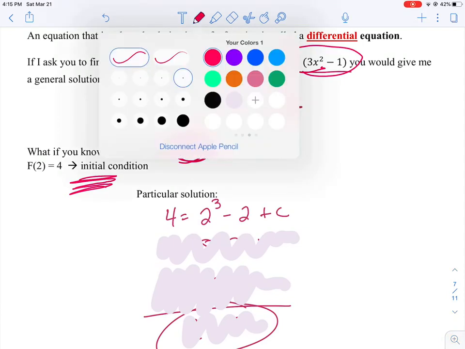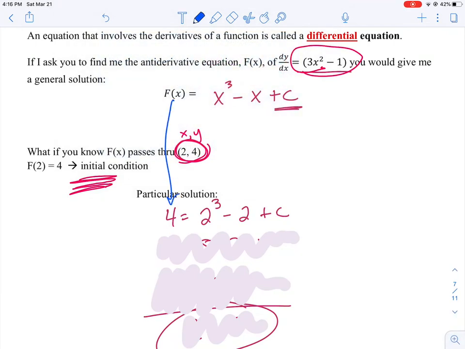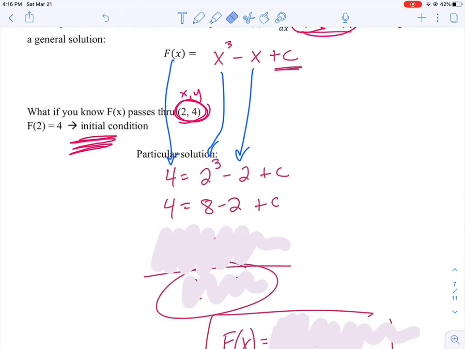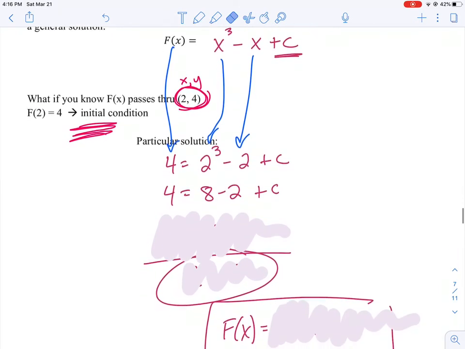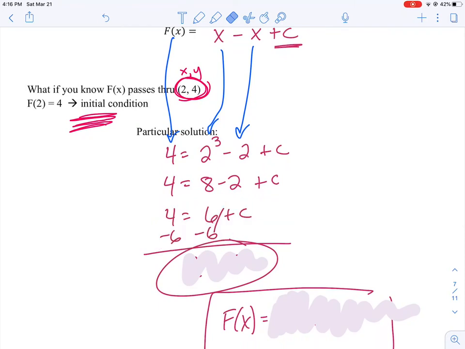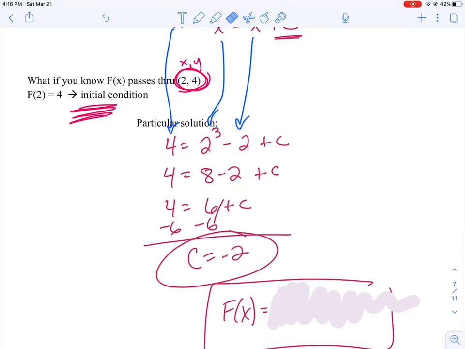So I know that y is 4 and x is 2. And what does that help me do? Well, it looks like that helps me solve for C. So I can finish this problem off. I can solve for C and end up getting C is -2.